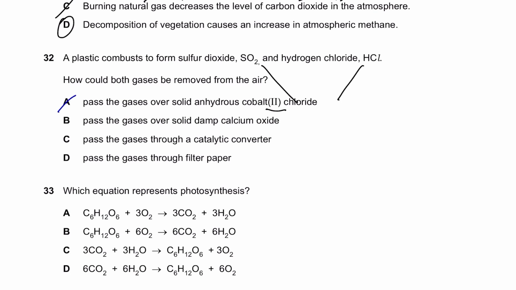There's no logic in this. Pass the gases over damp calcium oxide. Yes, calcium oxide is a base and it would react with these gases to undergo a neutralization reaction and remove them from the air. So B is the right option. Pass the gases through a catalytic converter? No. You pass gases like carbon monoxide and nitrogen monoxide and unburnt hydrocarbons through a catalytic converter, right? Pass gases through filter paper. Filter paper actually traps residue, traps a solid. There is no solid, there are gases. So D is also wrong.